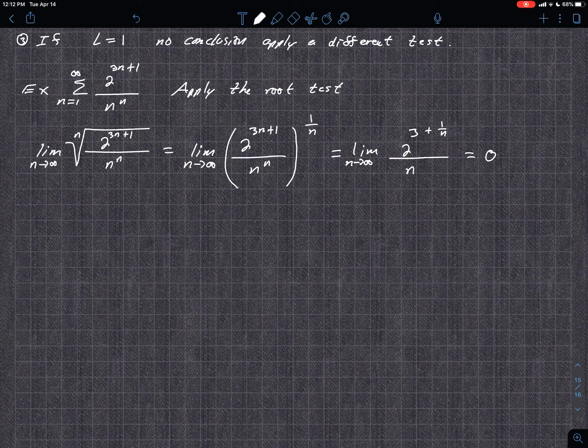So what is that going to equal? Take a moment. That has to equal 0. Okay, so if it equals 0, it's less than 1. So therefore, the series a sub n converges by the root test.